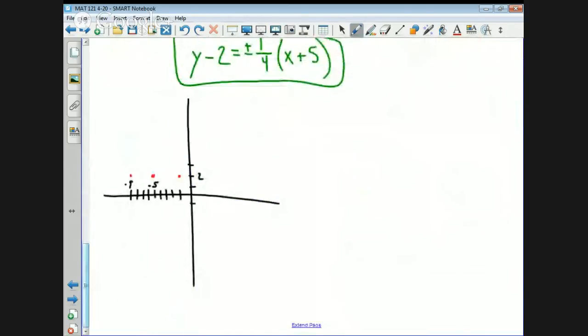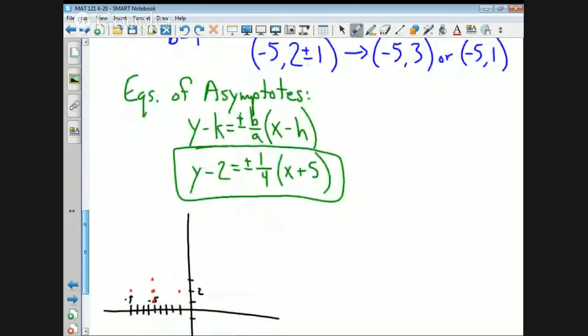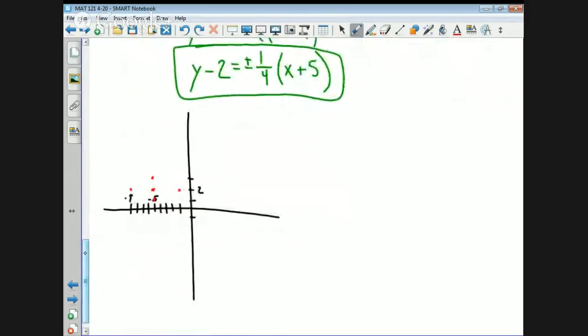So that checks out. Then for our up and down from center to finish our guide box key points, we'll go up 1 unit from the center and down 1 unit from the center. And if we check those, we should be seeing -5, 3 and -5, 1, and we are, as the endpoints of our conjugate axis. And then we'll draw a dotted box through those, and draw your dotted asymptotes through the diagonals of the box.